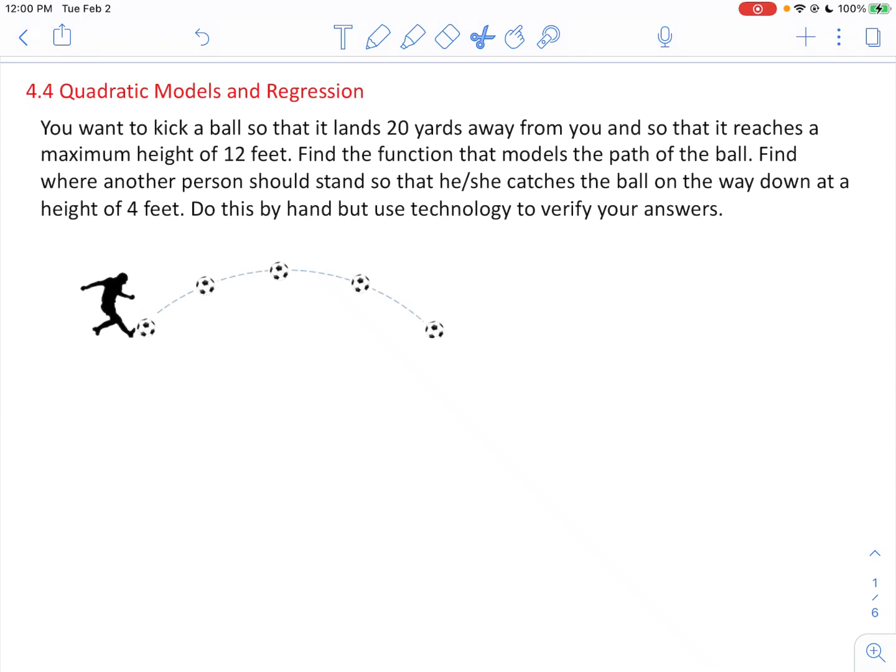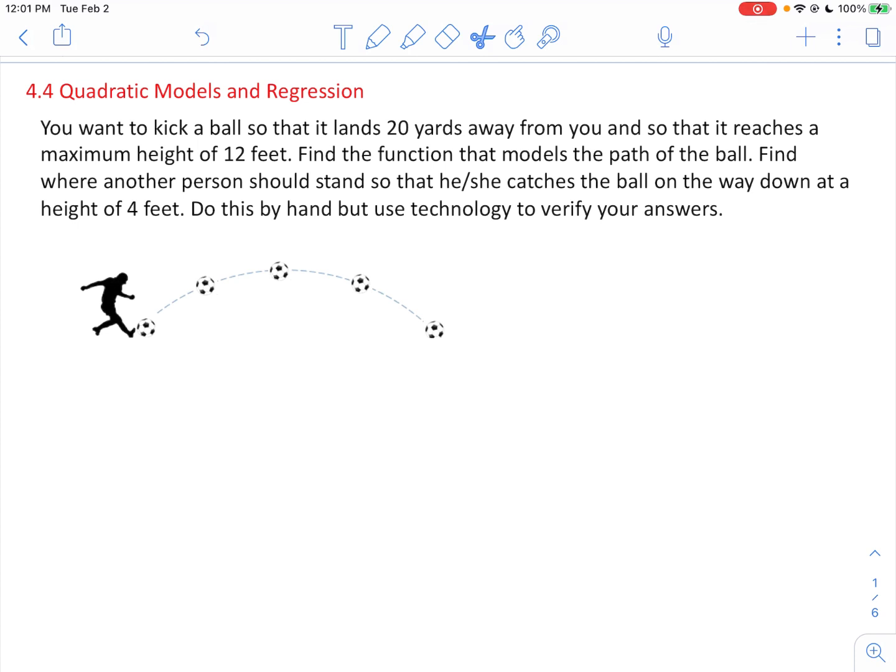Hello class, quadratic models and regression. So last unit we talked about quadratic functions, their vertices and their axes of symmetry and their intercepts, etc. And in this unit we will apply that knowledge to certain phenomena that are of interest.